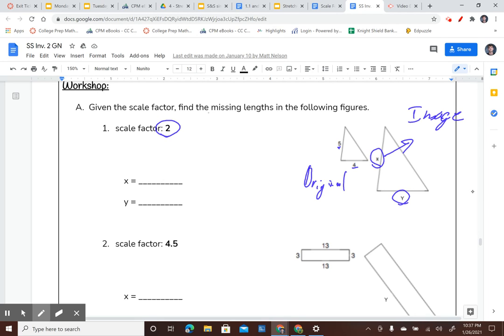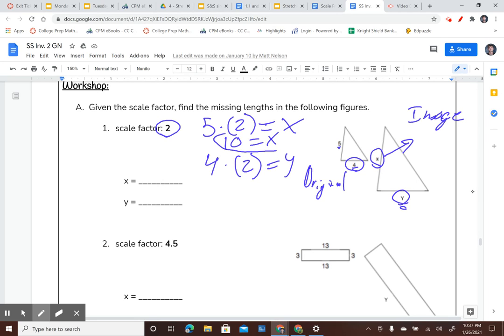And so to get x, we know we're going to do 5 times 2, our scale factor, to solve for x. And then we're also going to do 4 times our scale factor of 2 to get the missing side length y. So let's go ahead and do 5 times 2 first. That's going to be 10. So x equals 10. And then we'll do y. It's going to be 4 times 2 to get 8. That's going to be side length y.